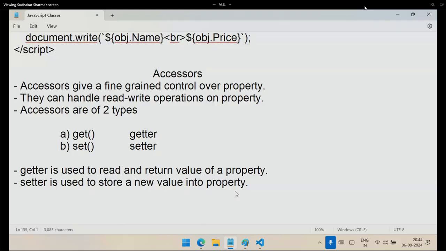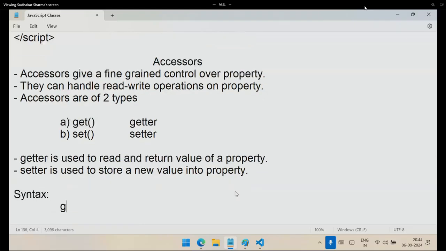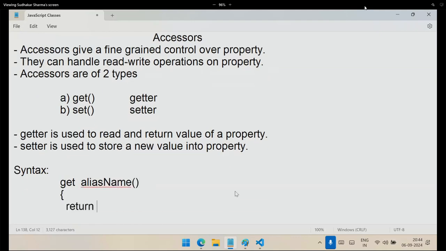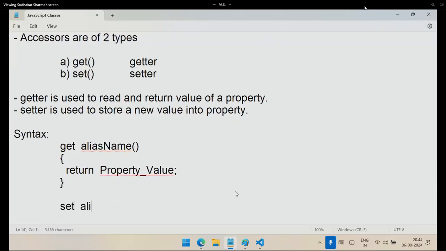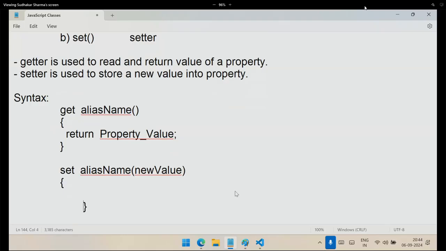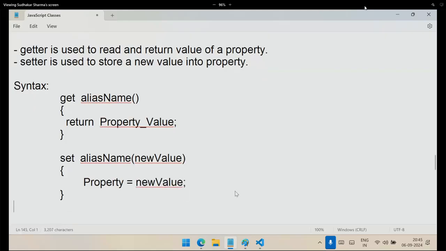Let's see one example of how getters and setters work. Syntactically, to use get, we have to use a name, which we call an alias name. What this getter has to do is return the property value. And setter uses an alias name and takes a new value, and it will assign the new value into the property. That's how getters and setters are defined. Getter is for reading and returning the value, and setter is for storing a value.